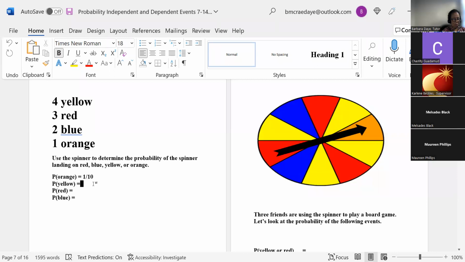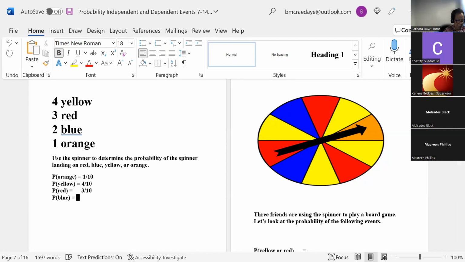What's the probability of getting a yellow? How many yellows are there? 4 yellows. So what's the probability of getting a yellow? 4 out of 10, 4 over 10, right? You have 4 yellows, so that's your possible. 4 over 10. What's the probability of getting a red? 3 over 10. All right. What about a blue? 2 out of 10, 2 over 10.